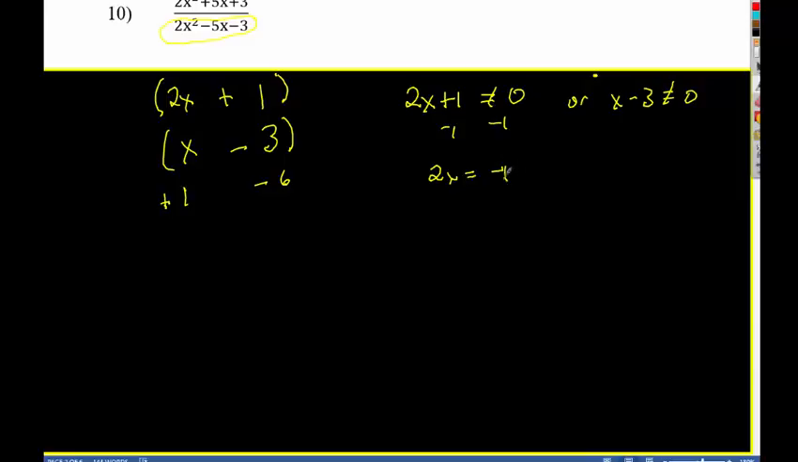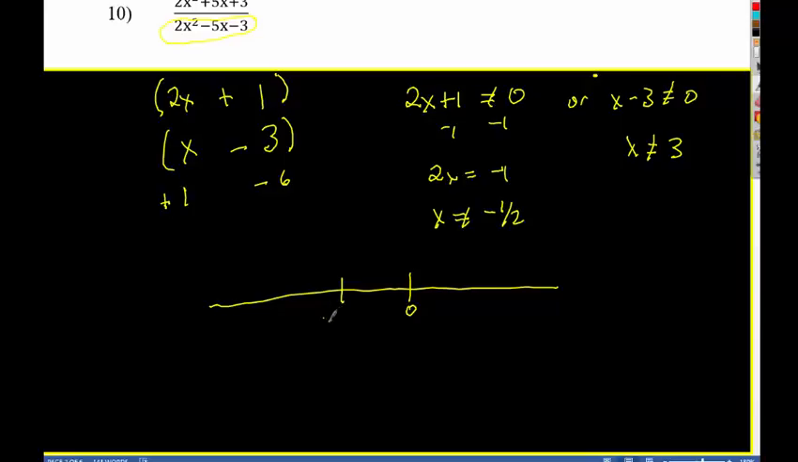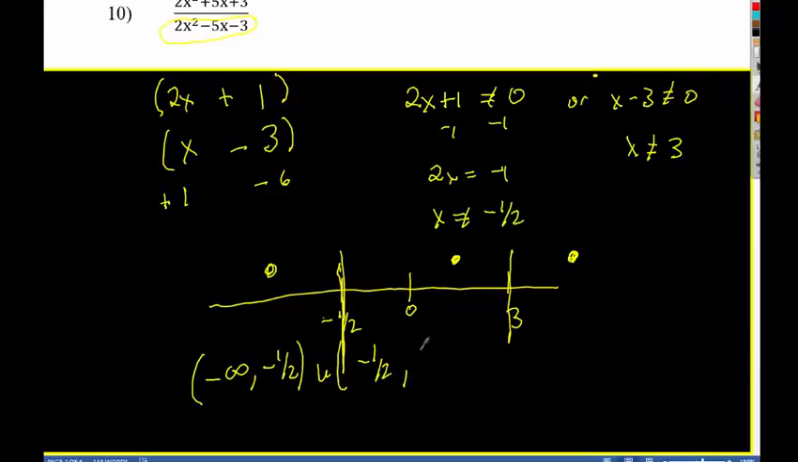So here, if I subtract the 1 over, I get 2x equals negative 1, and x cannot equal negative 1/2, and x cannot equal 3. So once again, thinking about it on the number line, here is negative 1/2, here is 3. I know it can't be negative 1/2, it can't be 3, but I can get values on each piece, right? So I can get values over here less than negative 1/2, I can get values between negative 1/2 and 3, and values greater than 3. So I know this is going to be from negative infinity to negative 1/2. This is going to be from negative 1/2 to 3, and this is going to be from 3 to infinity.